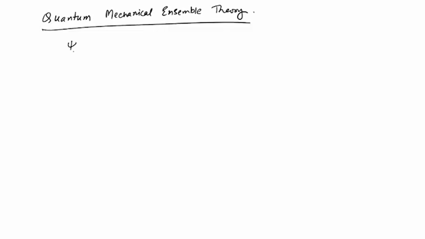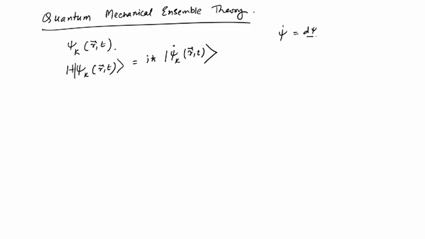And to see that, let us write down a wave function psi_k(r, t) that satisfies the Schrödinger equation, which is H|psi_k(r, t)> equals i h-cross |psi-dot_k(r, t)>. Here psi-dot means d psi/dt, and we have used Dirac's notation where the vector or the wave function is written as a ket, and this is of course the Schrödinger equation. We will write it in short as the Schrödinger equation.